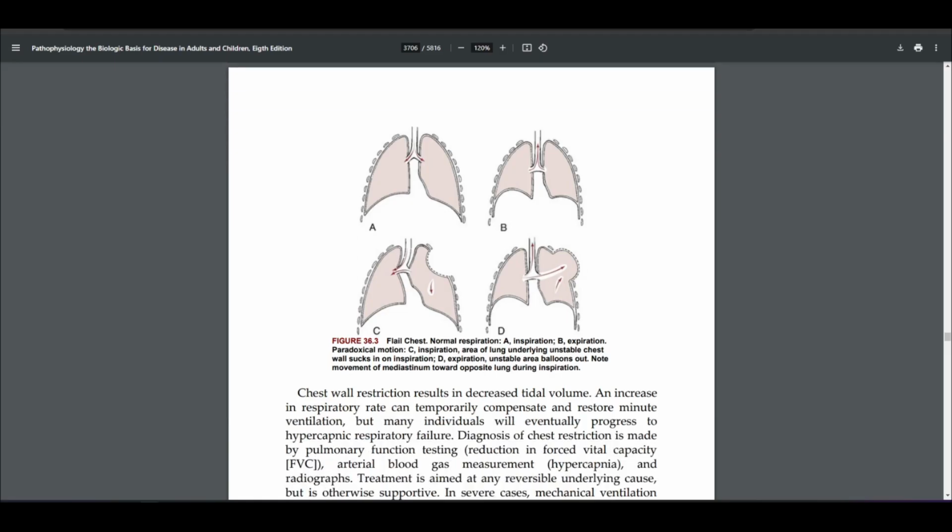So here we're taking a look at flail chest. Normal respiration, A, then you have inspiration, expiration, and paradoxical motion. On inspiration, the area of the lung underlying the unstable chest wall sucks in. And then D, the expiration: the unstable wall balloons out. So take note of the movement of the mediastinum towards the opposite lung during inspiration.